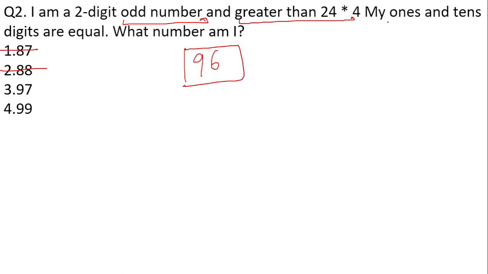The next thing that they have told is the ones and the tens place digits are equal. Hence this also cannot be the answer. The left one is going to be the answer. Got it? In this way, with these elimination steps, you can solve the question with greater accuracy.